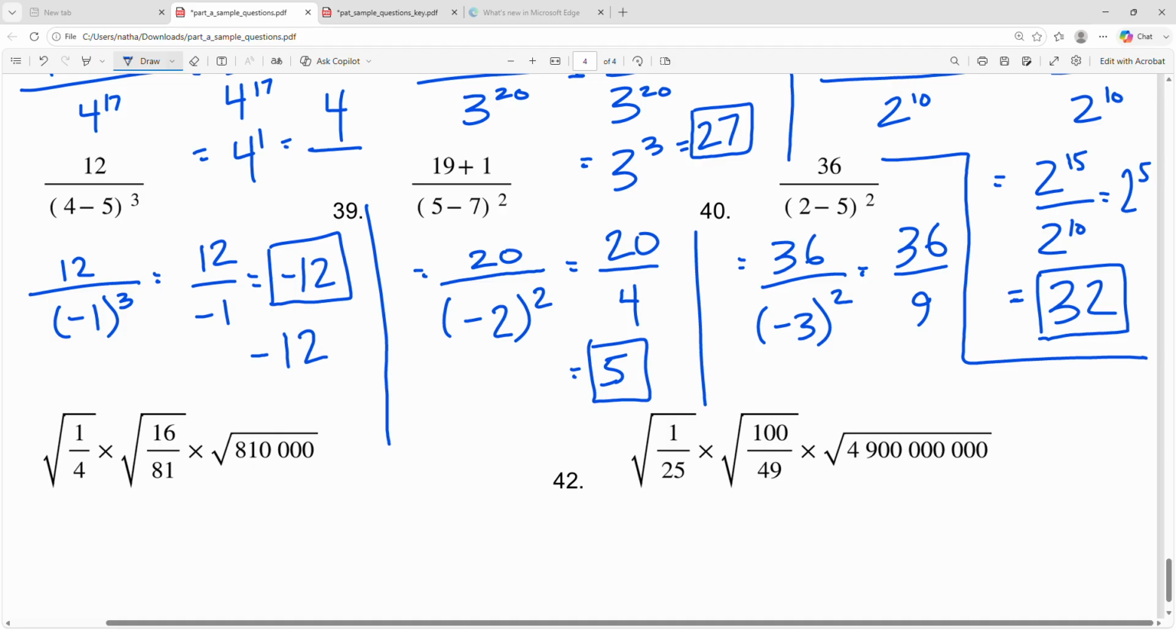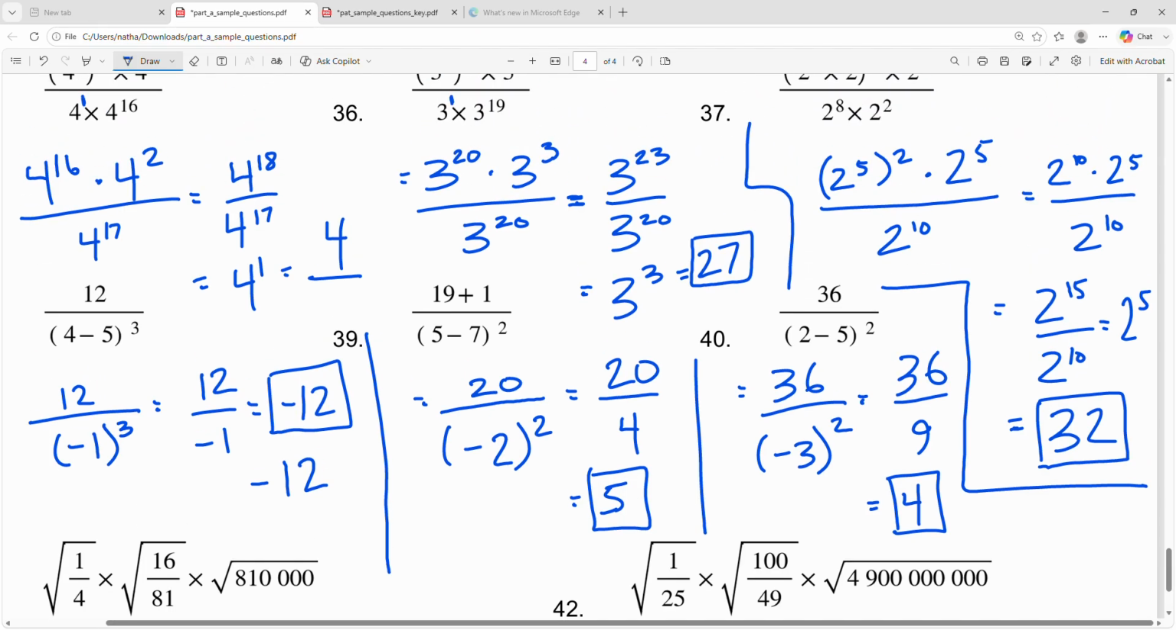36 divided by 9. Think of your times tables. 9 times 4 is 36. So 36 divided by 9 is 4. And there we go. Last 2 questions.